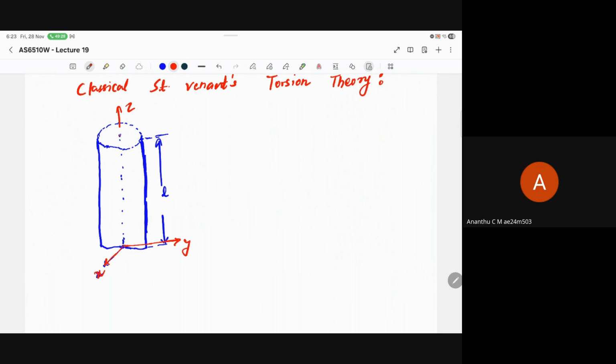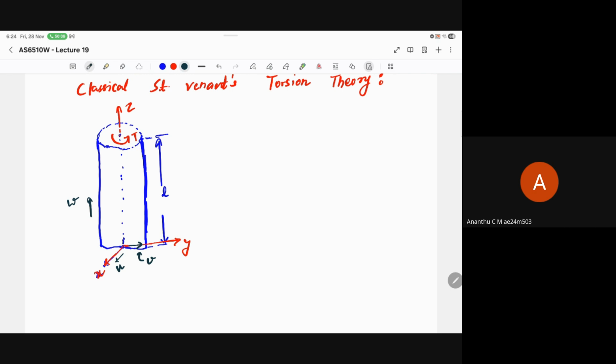So this is going to have a torque T. And because of this torque T, there will be deformation in the shaft. And because of the deformation, if you select any point in the shaft, that point can have a tendency to deform in all three directions. So let us consider displacement of a point in x direction u, displacement in y direction v, and displacement in z direction w.